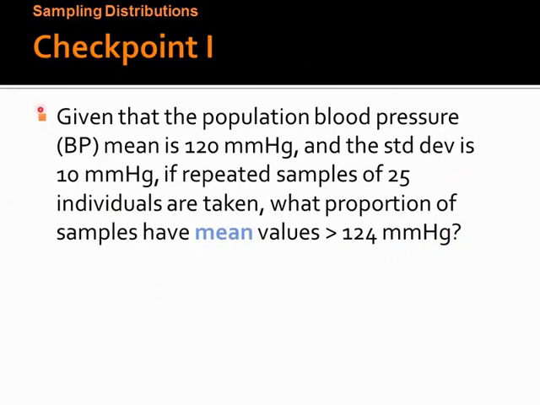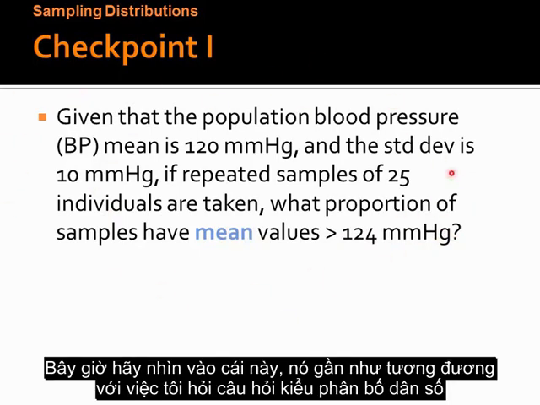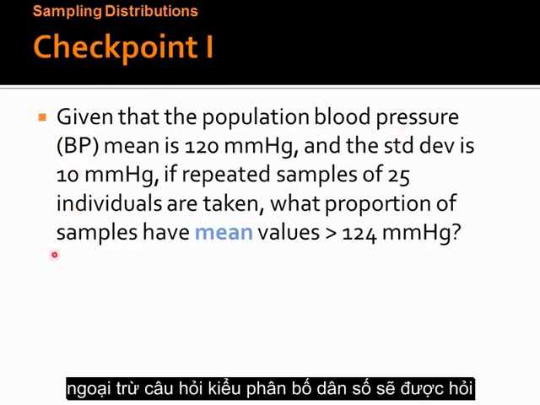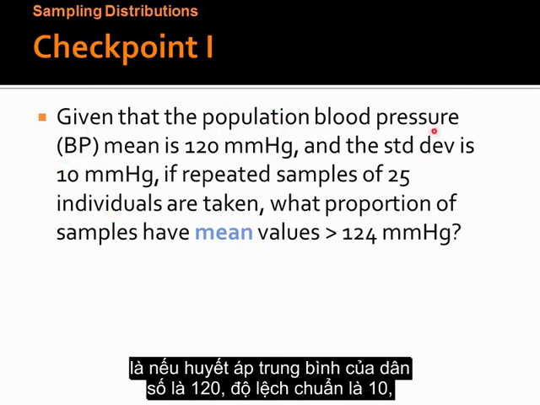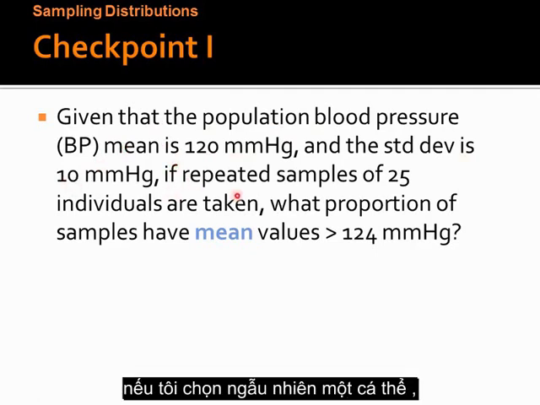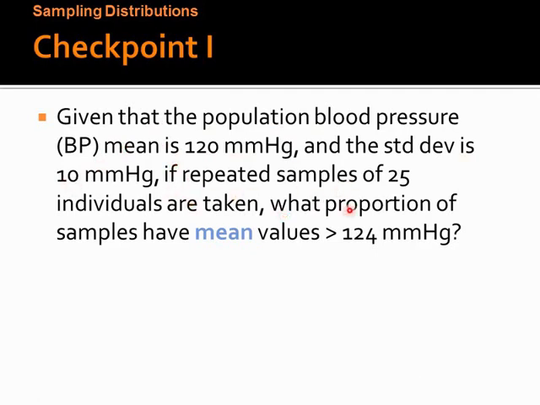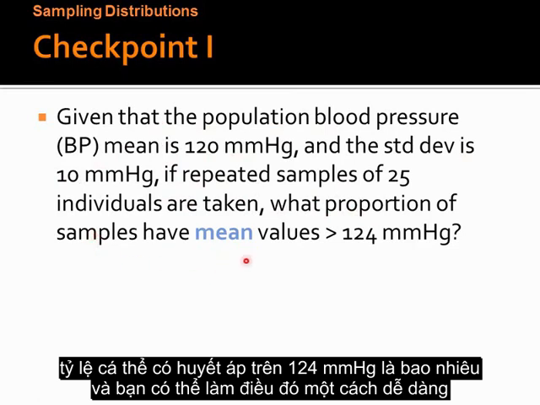Now, look at this. It is almost equivalent to a population distribution type question, which would have asked: if the population blood pressure mean is 120 and the standard deviation is 10, and I randomly pick an individual, what proportion of individuals would have blood pressures above 124 millimeters of mercury? And you could probably do that easily.